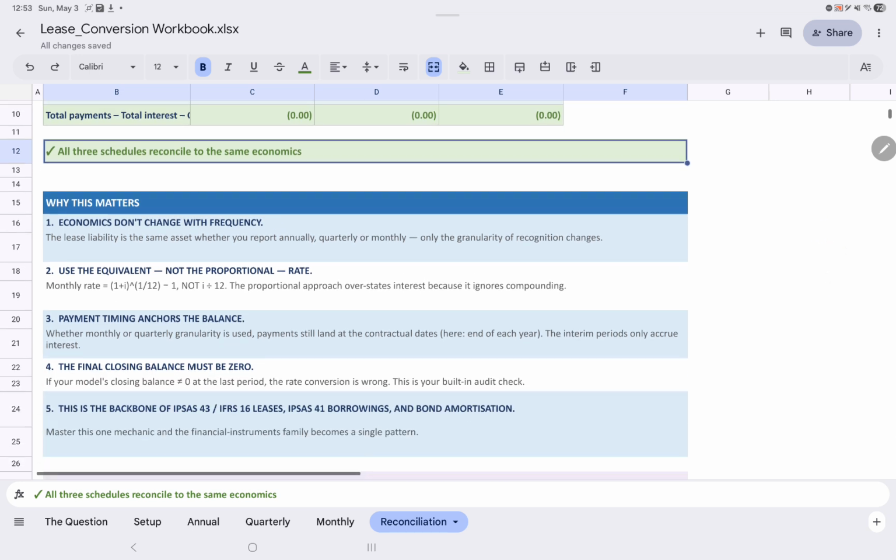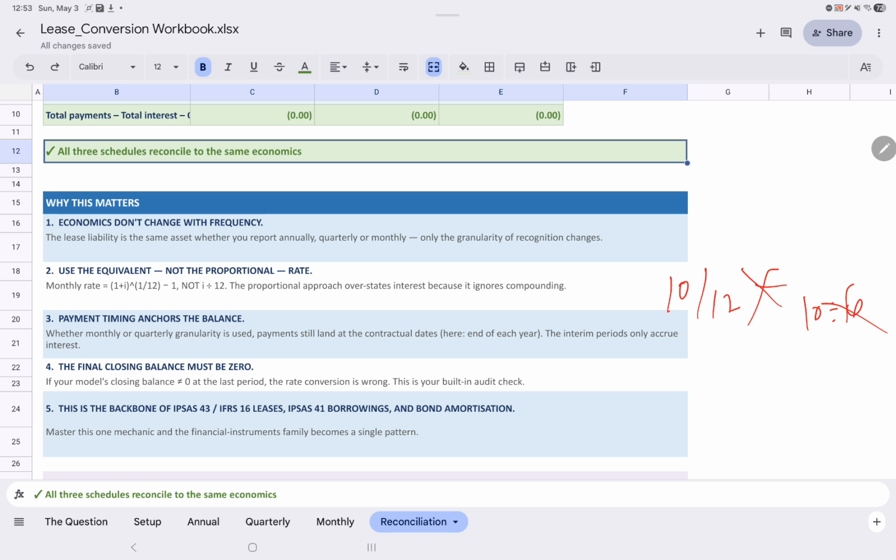So why does this matter? Economics don't change with frequency. The lease liability is the same as the asset, whether you report annually, quarterly, or monthly. If you don't get that right, then there is something wrong with your calculation. Use the equivalent, not the proportional rate. Don't use, say, 10 divided by 12. That is wrong. Or 10 divided by 4. That is wrong.